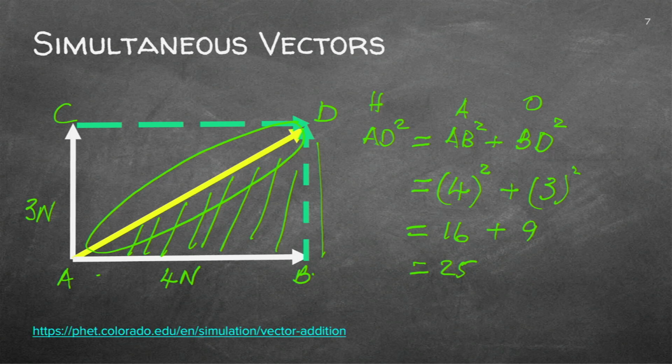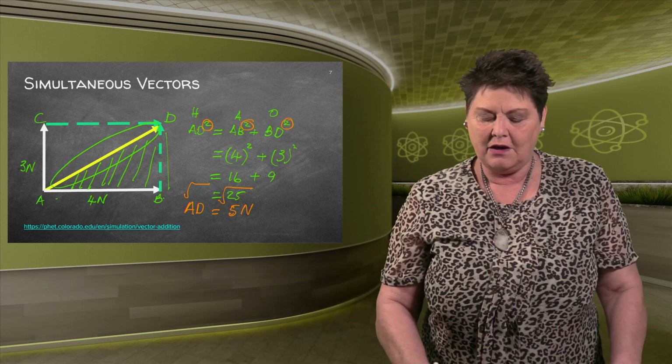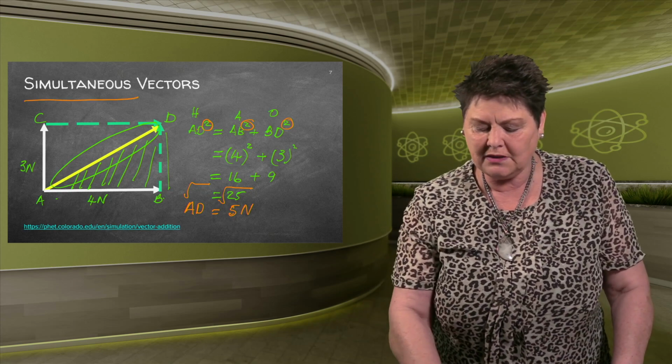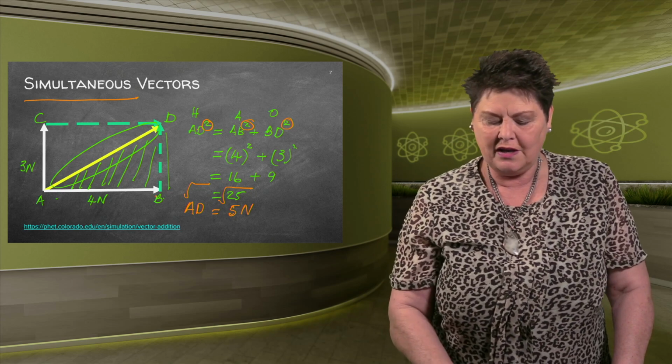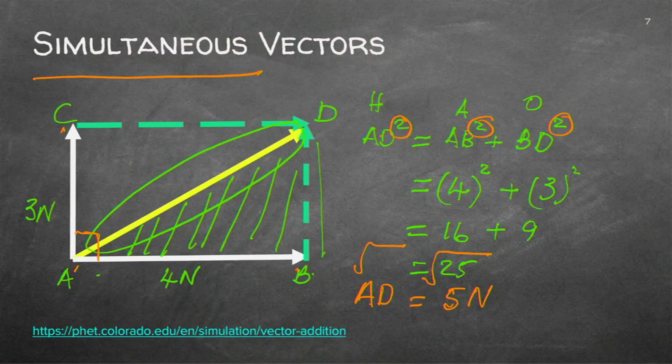That's not the answer. Remember, you had a square in your equation. Now I've got to find only AD, and to find AD from AD square, you know you've got to find the square root. So AD will be the square root of 25, which is 5 Newton. So what we did now is determine the resultant of two simultaneous vectors, 4 Newton and 3 Newton at a right angle, and we determined that to be 5 Newton.